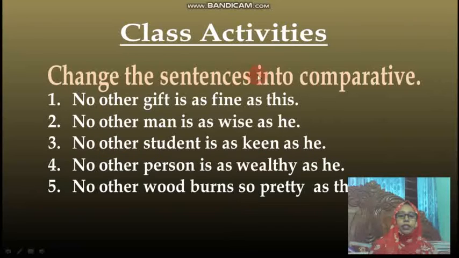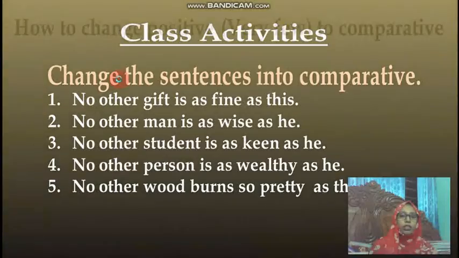Now change the sentences into comparative. No other gift is as fine as this. No other man is as wise as he. No other student is as keen as he. No other person is as wealthy as he. No other one is as pretty as this.